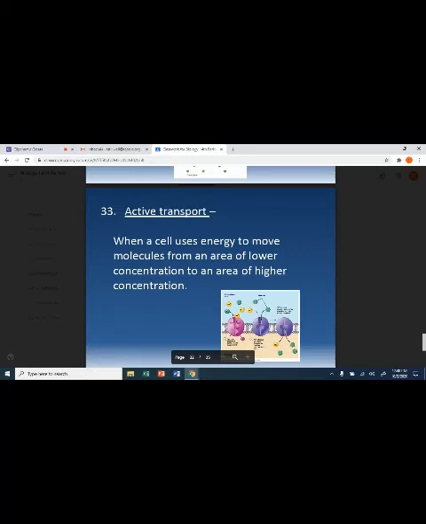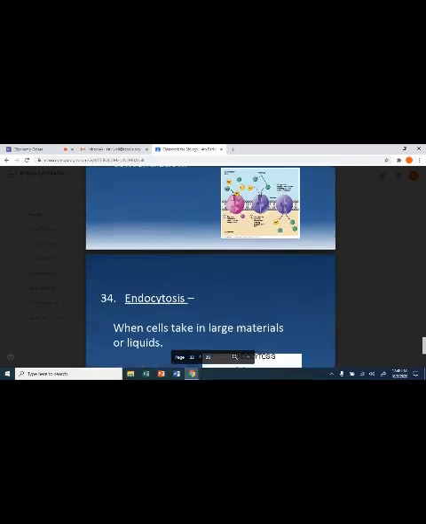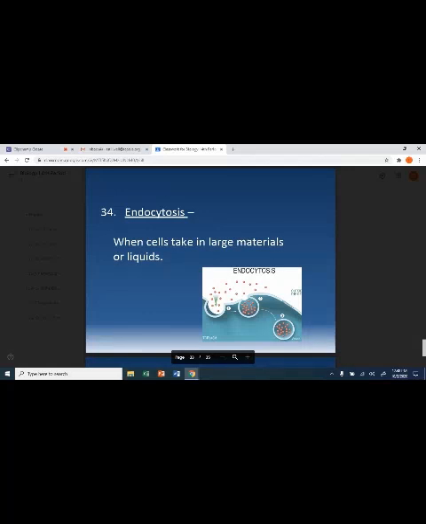Active transport. Active transport is the opposite of passive transport. It's where the cell uses energy and it moves molecules from a low concentration to a high concentration. Three types are protein pumps, endocytosis, and exocytosis. Protein pumps are not going to be on our vocab term, but we are going to talk about them in the other PowerPoint.